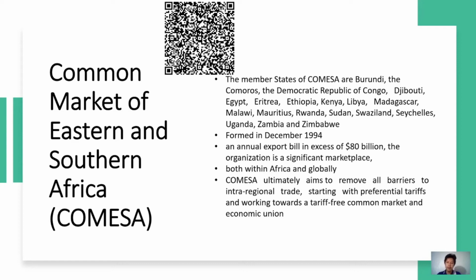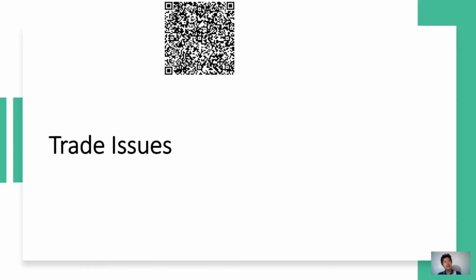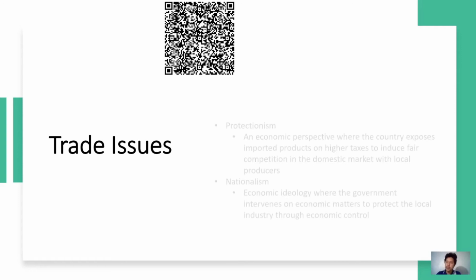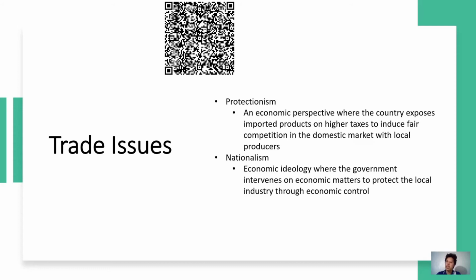Now, what are the trade issues that hinder free trade, globalization, internationalization, and market integration from pushing through all the regions in the world? What are those trade issues? There are two. Number one is protectionism, and the second one is nationalism. Now, economic protectionism is an economic perspective whereby countries impose higher taxes on imported products to induce fair competition in the domestic market with local producers.